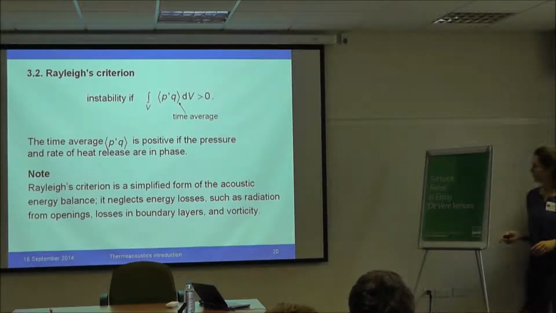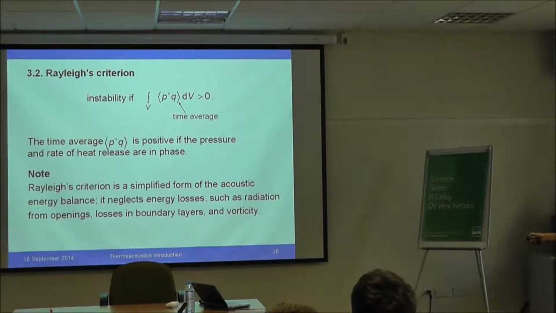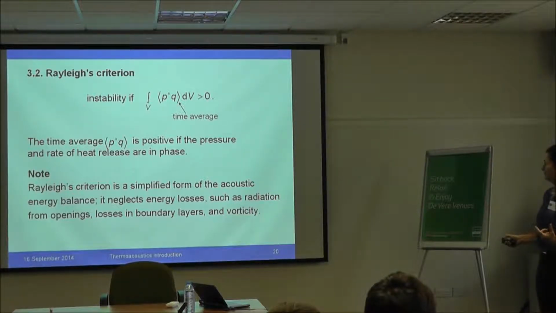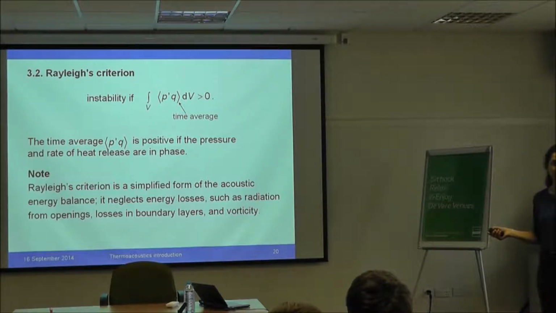Right, back to Rayleigh's criterion now. We can infer from the acoustic energy balance that we have an instability if this integral over the source volume is greater than 0, and our integrand is the time average of pressure times rate of heat release. And when is that positive? It's positive when those two quantities, P dash and Q, are in phase or roughly in phase. That's basically Rayleigh's criterion.